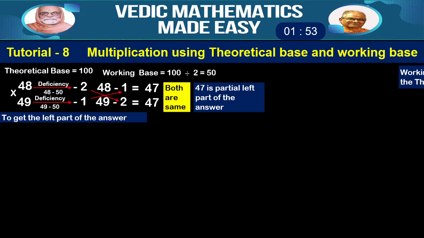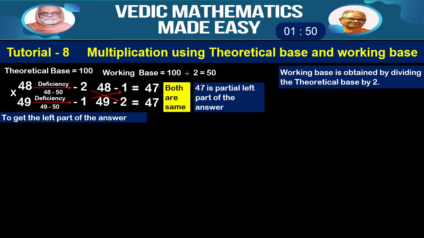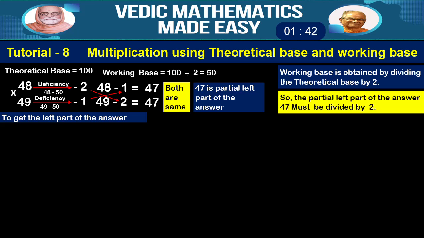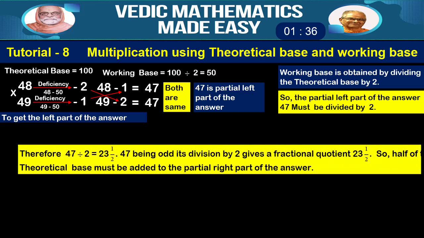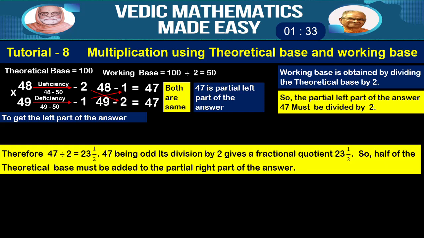You know, working base is obtained by dividing theoretical base 100 by 2. So, the partial left part of the answer must also be divided by 2. Therefore, 47 divided by 2 is equal to 23 and a half. 47 being odd, its division by 2 gives fractional quotient 23 and a half. So, half of the theoretical base must be added to the right part of the answer.